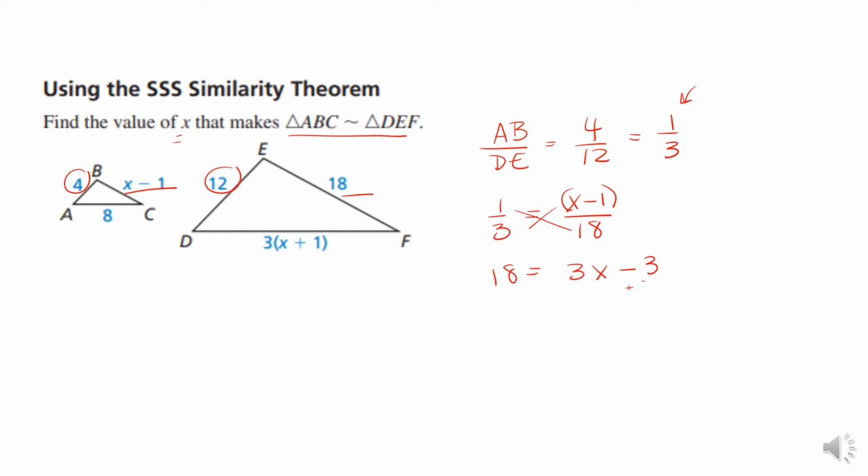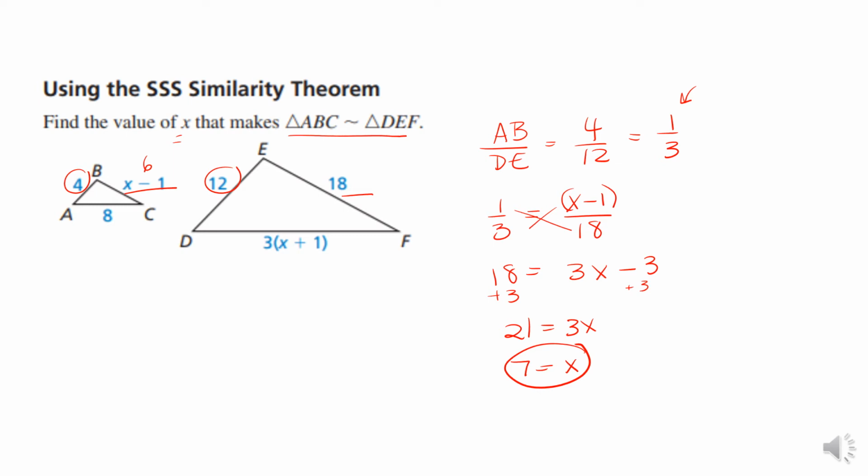I'm going to add 3 over to the other side. I get 21 equals 3x. Divide by 3, x equals 7. So 7 is the amount that I found that would equal that. That would make this side equal 6. And sure enough, 6 over 18 is 1/3.